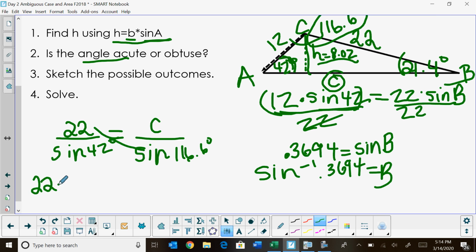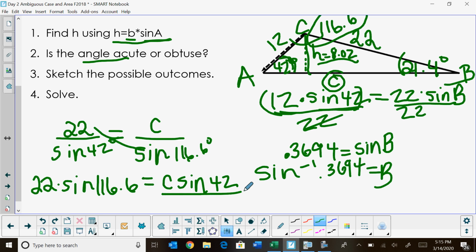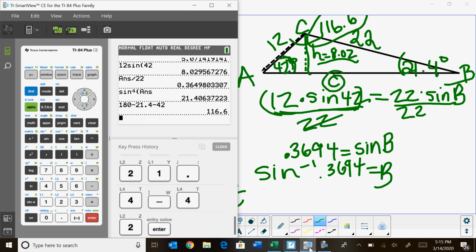And you can go ahead and type that in your calculator. That's fine. And then you're going to set that equal to C times sine of 42. And you're going to divide both sides by the sine 42 to solve for side C. So when you're solving for a side, you don't have to worry about doing the inverse. It's only when you're solving for an angle. We've just finished inverses, so that should be pretty easy.